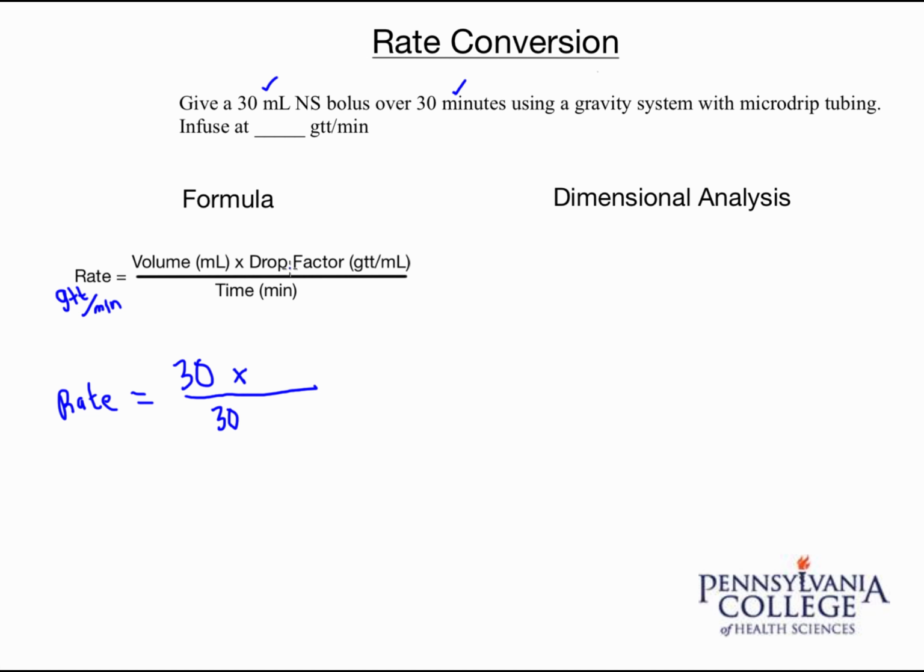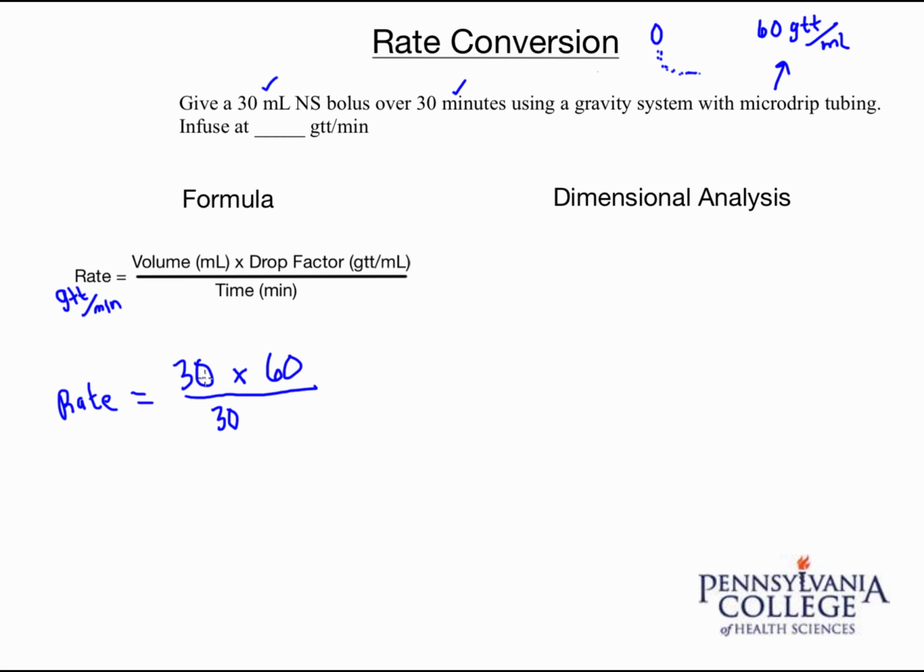The drop factor is given in this problem, although it's kind of hidden within one phrase. We are told that we have micro drip tubing. Micro drip indicates that the ratio of drops to mLs is 60 drops. That means for every milliliter that the patient will be receiving, if this was 1 milliliter, this would be broken into 60 drops. 60 tiny drops is going to be how this milliliter is broken up and infused into the patient. So that means our drop factor in this case is 60.